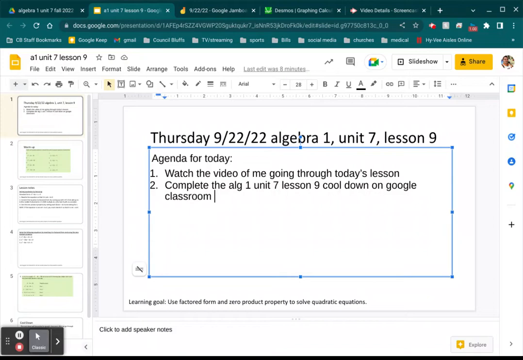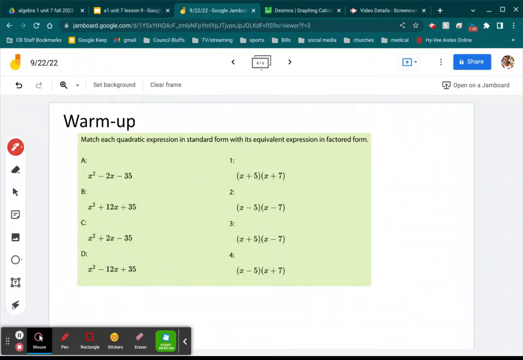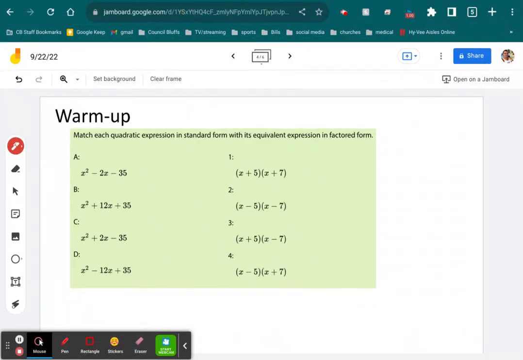So today we are jumping ahead to lesson 9 of the Algebra 1, Unit 7. So I'm going to go right into the warm up, which is on slide number 2. So let's take a look at that. Match each quadratic expression in standard form with its equivalent expression in factored form.